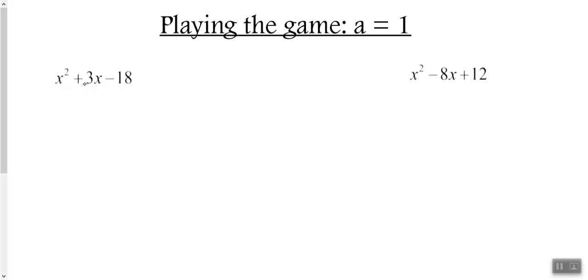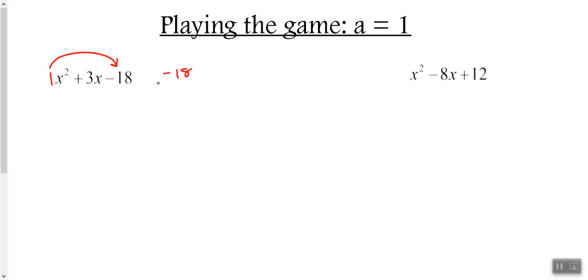Can I group? No, because I don't have 4 terms. So now I get to play the game. So here's what's going to happen. I'm going to take the number that's in front of x squared, so in this case it's a 1, I'm going to multiply it to the last number, which is negative 18.